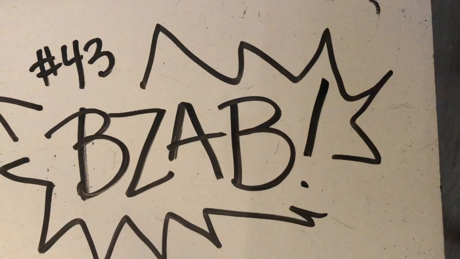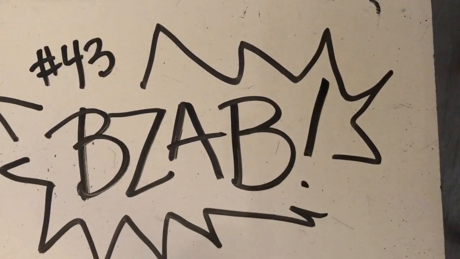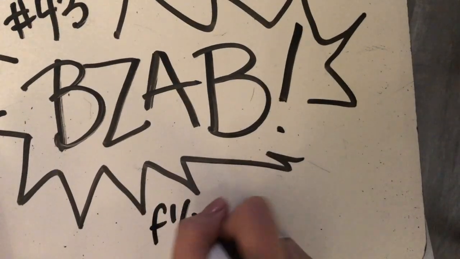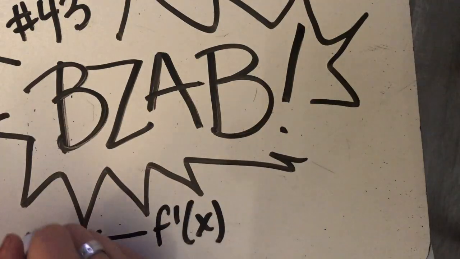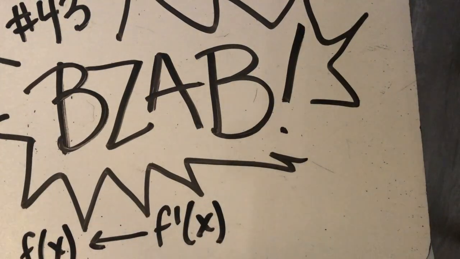We have made it to one of my favorite topics in AP Calculus, BZAB! So much excitement. Isn't it kind of like an action figure? Like bazoom, bazow, BZAB. So BZAB does stand for something that is extremely helpful, and it's when we are going backwards. So if we are given the graph of f prime of x, and we are going backwards in time to our original, okay? Or it also works if you're going from the second derivative to the first.